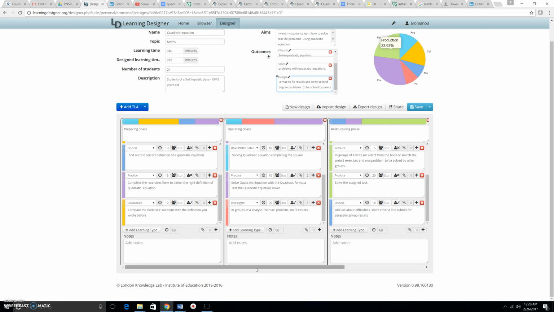The first phase is the preparing phase. I tried to balance all the four skills. I try to plan activities for all the four skills: listening, speaking, writing, and reading. The first activity is a listening activity.